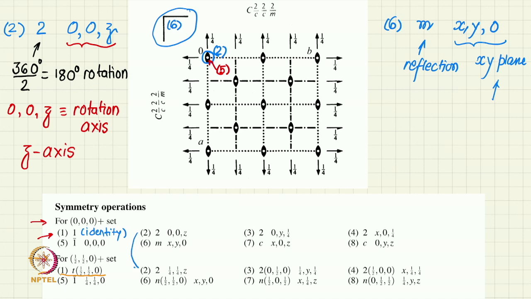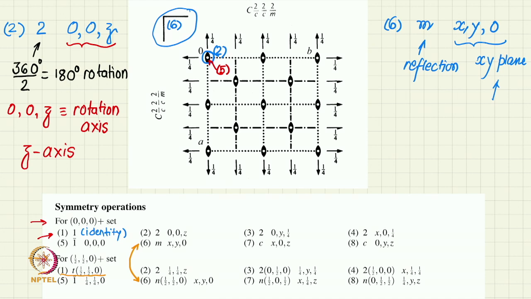So, for example, these twos. In fact, a more interesting case which I would like to handle and discuss with you is the two operations which are listed as 6 in the first block and 6 in the second block. So, what it means is that these two operations listed as 6 are related to each other if you add a translation to the operation 6. If you add the half, half, 0 translation, the C centering translation, to the operation 6 of the first block, you will get operation 6 of the second block. Let us see how that happens.